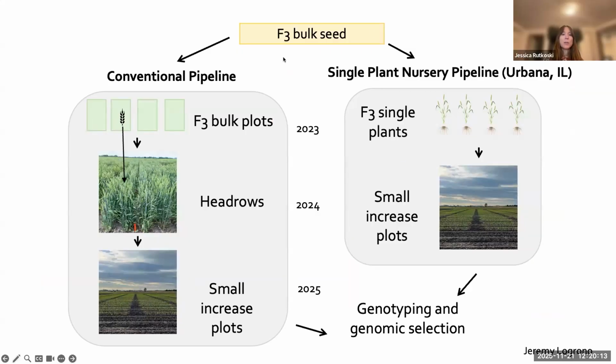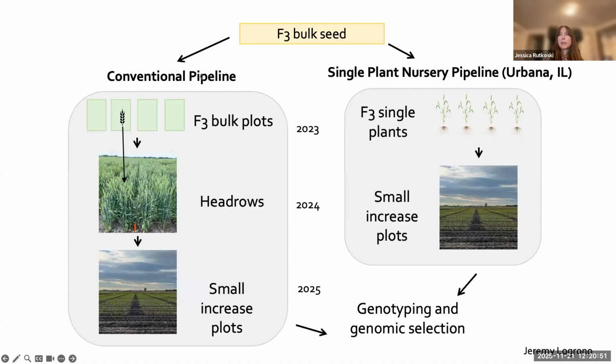So with our bulk seed, we get that seed from the greenhouse, we plant them. Just look over to this part on the right. This is the pipeline we are using. We're planting F3 single plants in the field, and then we go and select single plants, and then the selected ones we increase in our small increase plots. And at that point in time, anything that we increase, we also genotype. And so that allows us to perform genomic selection at that point.